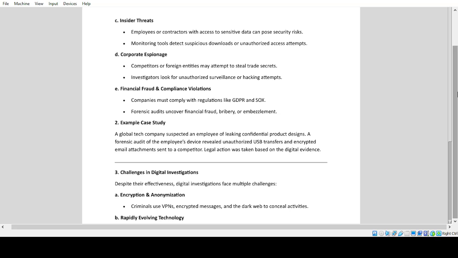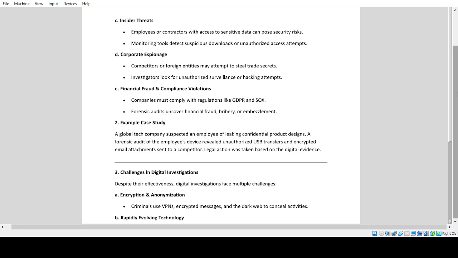C. Insider threats. Employees or contractors with access to sensitive data can pose security risks. Monitoring tools detect suspicious downloads or unauthorized access attempts. D. Corporate espionage. Competitors or foreign entities may attempt to steal trade secrets. Investigators look for unauthorized surveillance or hacking attempts. E. Financial fraud and compliance violations. Companies must comply with regulations like GDPR and SOX. Forensic audits uncover financial fraud, bribery, or embezzlement.